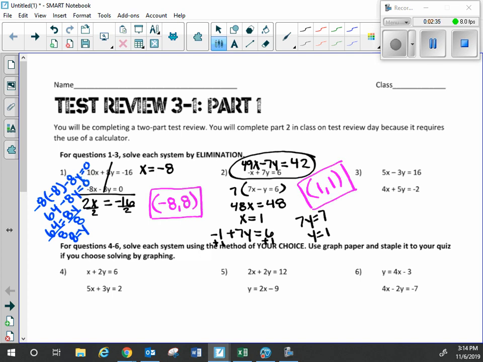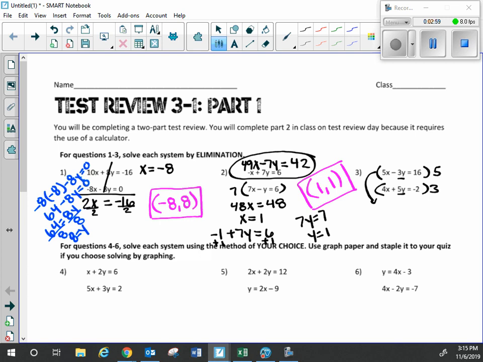Okay, number 3. Again, you are not ready to eliminate anything yet. You actually need to multiply both equations. So let's go ahead and eliminate y since one is negative and one is positive. So 3 and 5 both go into 15. So I'm going to multiply the top by 5 and the bottom by 3 in order to get those there.